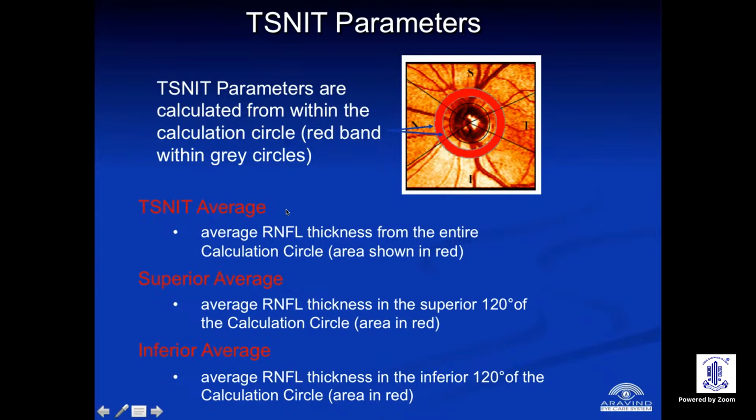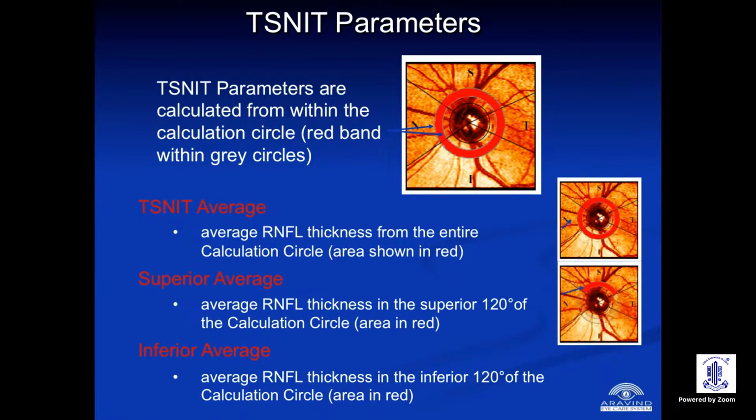And so you have the TSNIT average, which is the average RNFL thickness. You will have a superior average. These are important in the printout. So superior average is RNFL thickness in the superior 120 degree of the calculation circle, and the inferior average is the average RNFL thickness in the inferior 120 degree of the calculation circle.